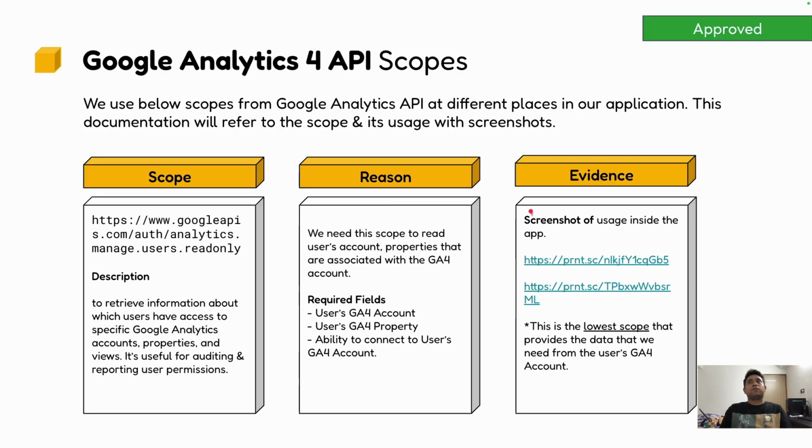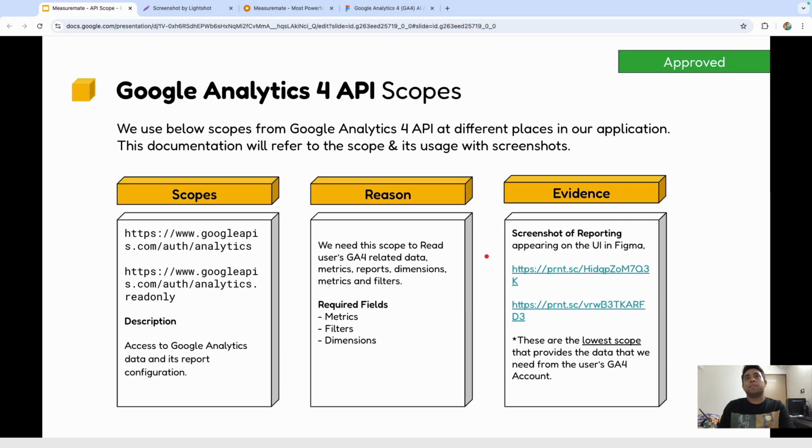Overall, for each scope, what we have given in this documentation, the link is also provided to you, is what scopes we want. For example, in this case, we have requested the manage users read only scope, and the scope has already been approved because we had submitted this previously. We also provide a reason why we need the scope. For example, you can see here that we need the scope to fetch the user's GA4 accounts, GA4 properties, and the ability to connect to the user's GA4 account. Screenshots of each of the tools.